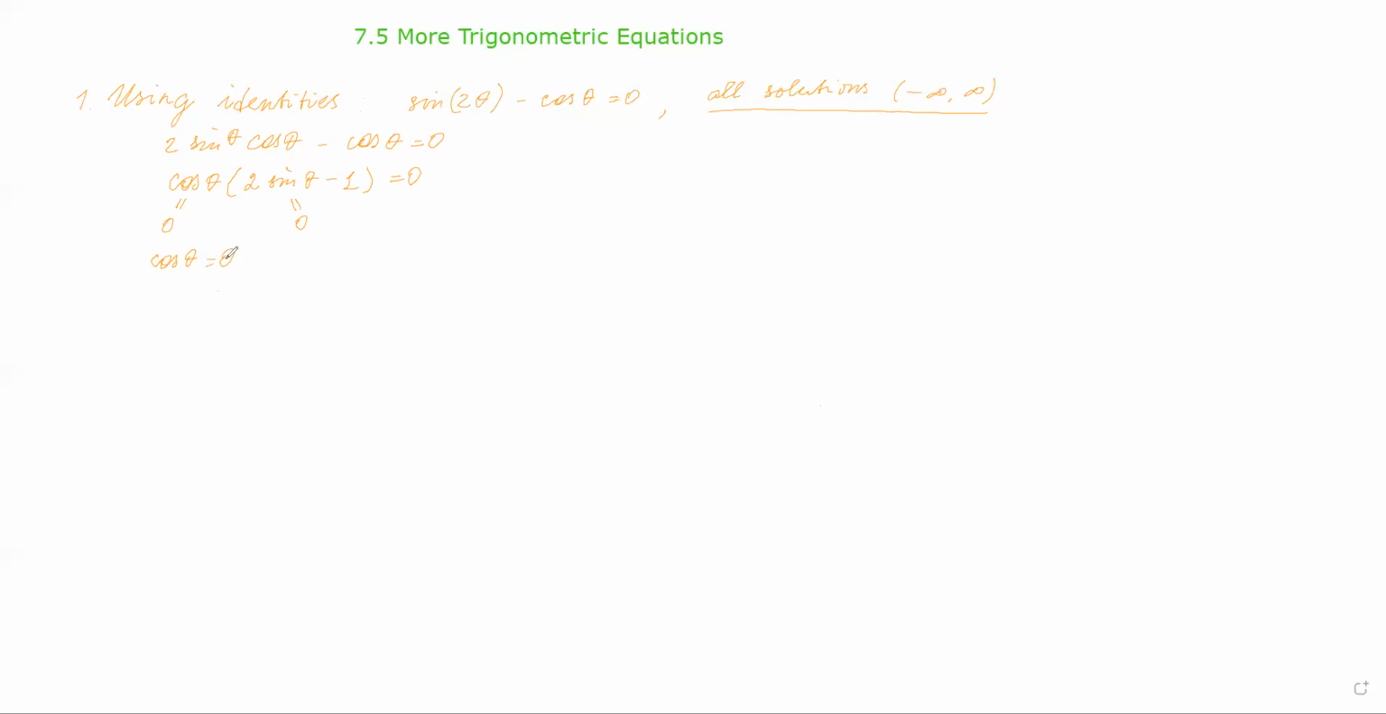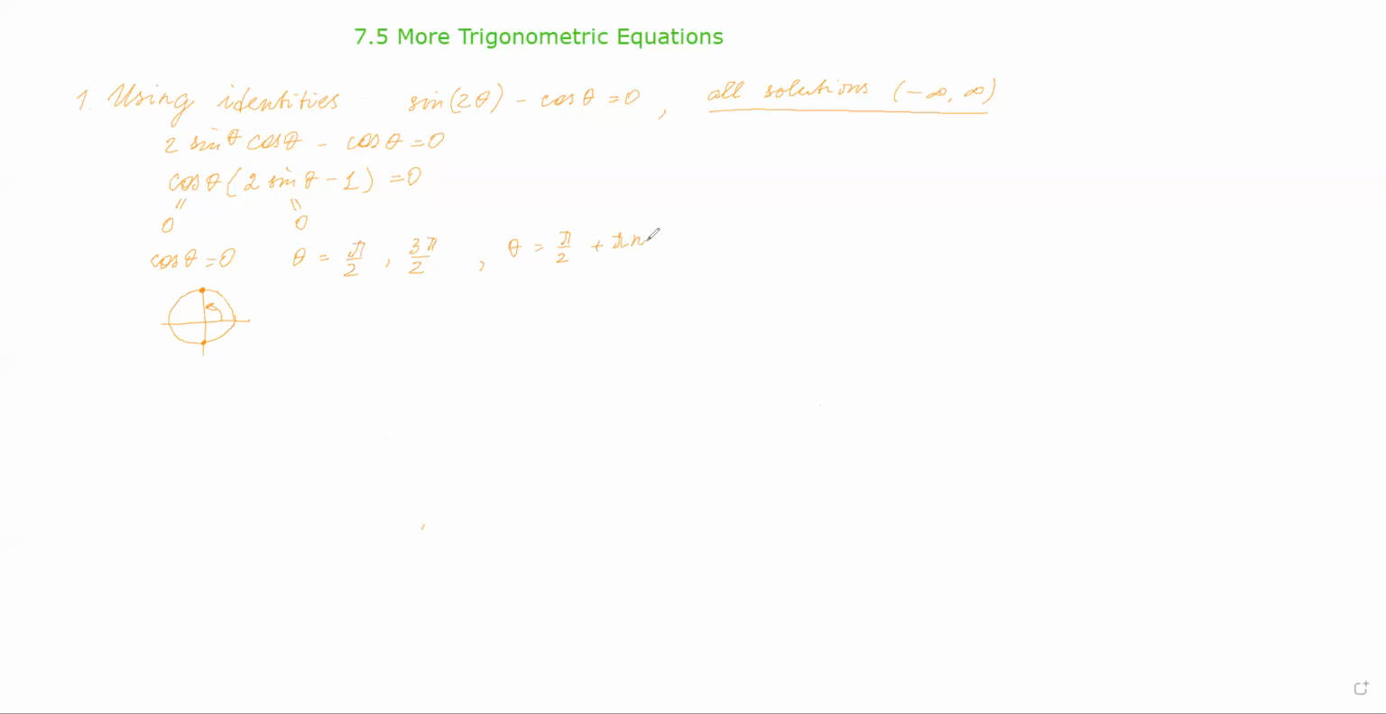When cosine of theta equals 0, well, we do know that cosine of theta equals 0 at angles theta, for example, equals pi over 2, right? And also negative pi over 2, which is actually 3 pi over 2. And so on. How do we write it down in general? Well, if you draw a unit circle, cosine equals 0, which is x equals 0, is going to sit over here and over here. What we can do, we can write down that theta equals pi over 2, and then plus pi n.